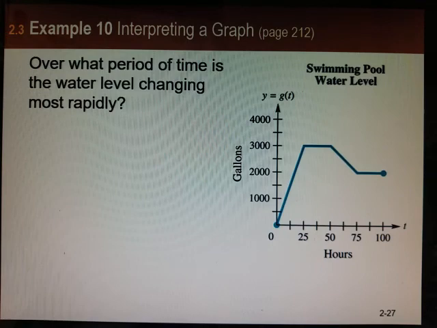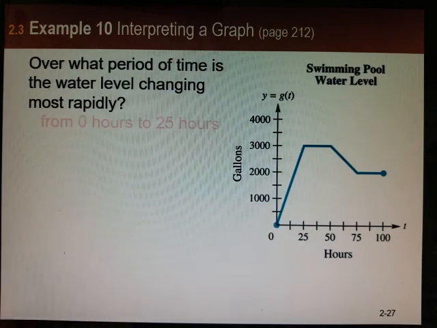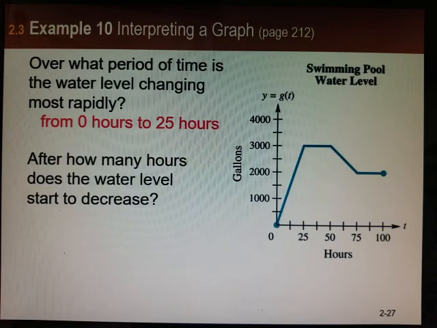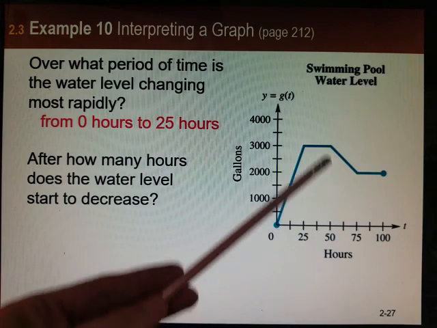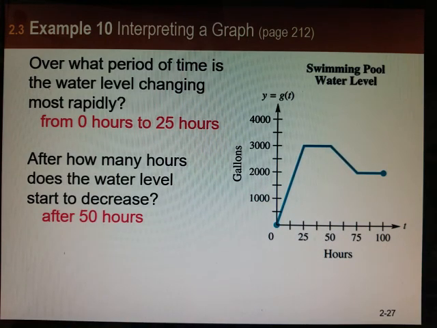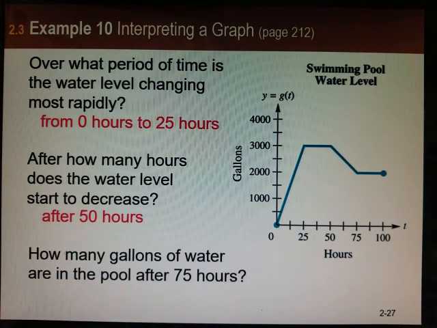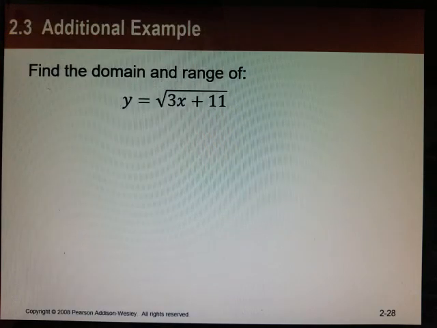Over what period of time is the water level changing most rapidly? See, that's asking about the slope. Now, ignoring a negative or positive, you're looking for the steepest slope. So the steepest slope would be over the first 25 hours. After how many hours does the water level start to decrease? Well, that would be at 50 hours. And so I'm going to kind of skip through the rest of these questions. I believe most of you can read these and understand them.